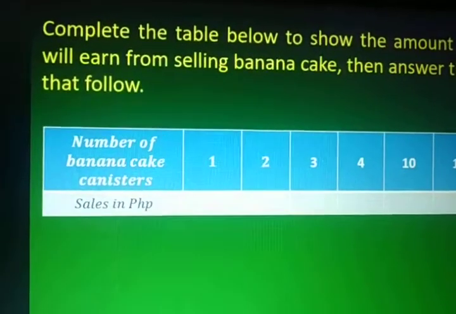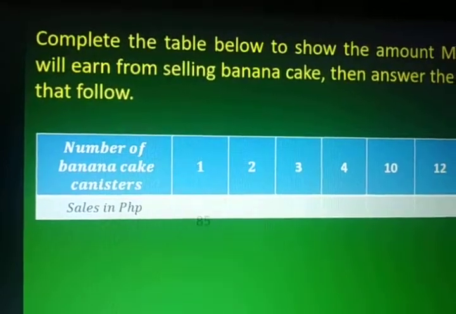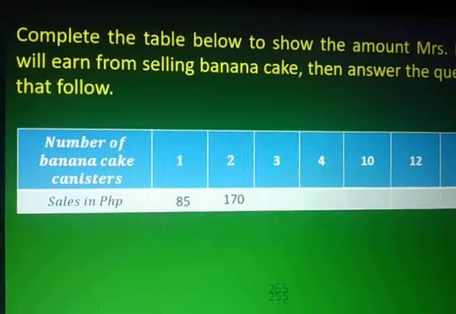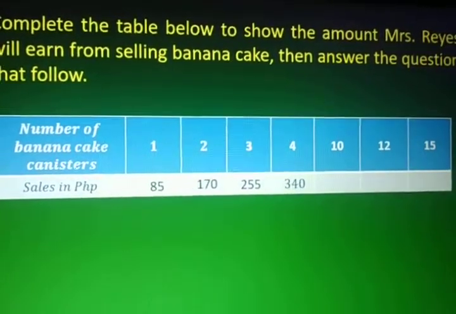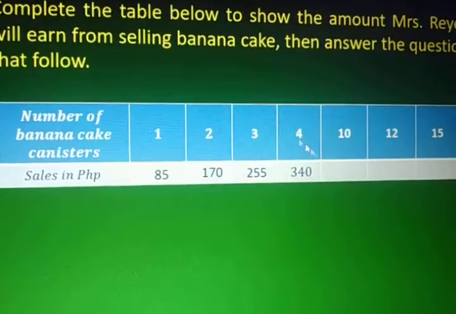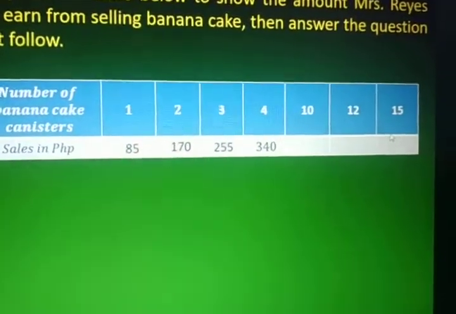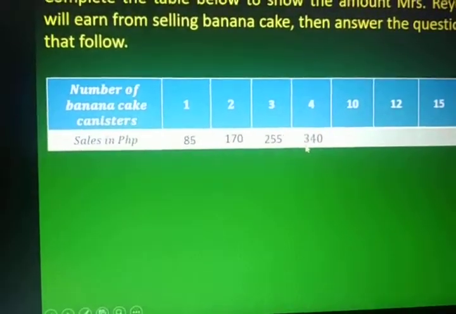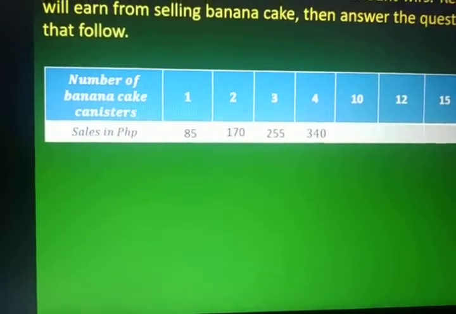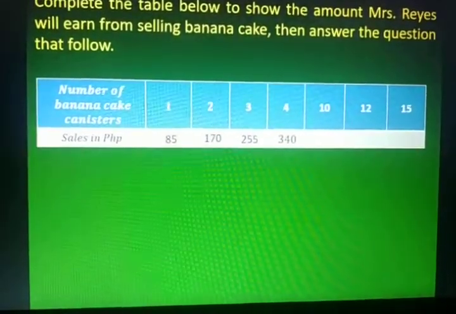If 1 banana cake is sold, then it costs 85 pesos. If 2, then we add 85, that's 170. If 3, 255. So on, 340. But how about 10? If 10, I cannot add it one by one, so I have to compute for 10. How about 12? How about 15? Right? And so, making this table is easy, but how about if, let's not make a table.